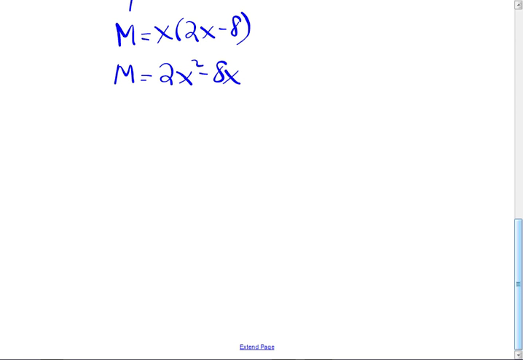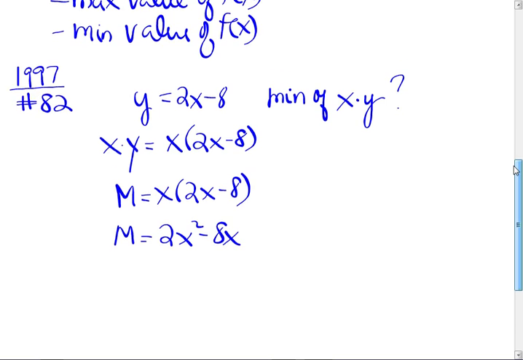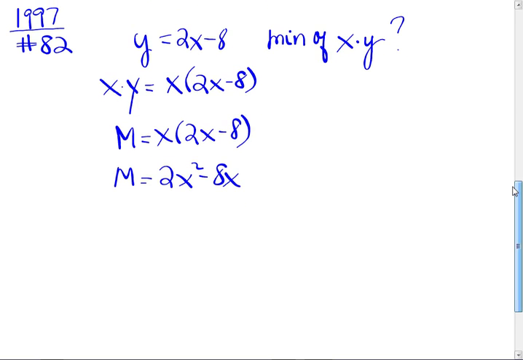Now, where are the candidates? I know what it looks like, besides. Do I need calculus? There's multiple choice. What is that shape? It's a parabola, so I know it looks like this. Where's the minimum? At the vertex. Do you know how to find the vertex?